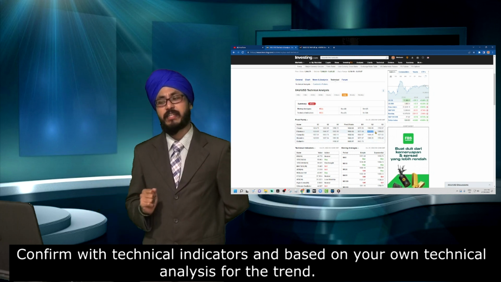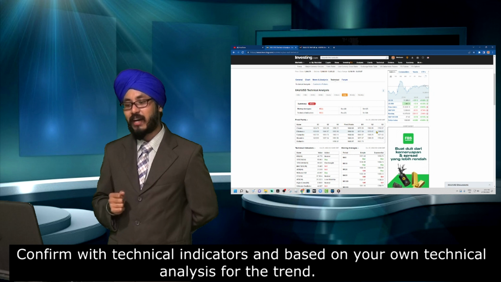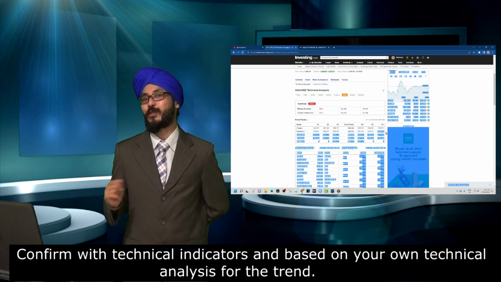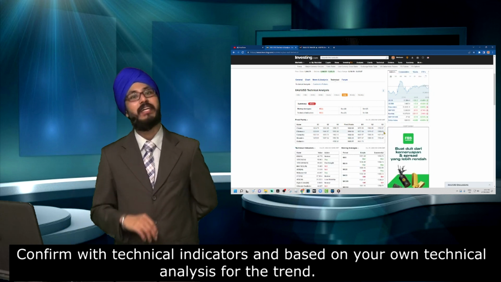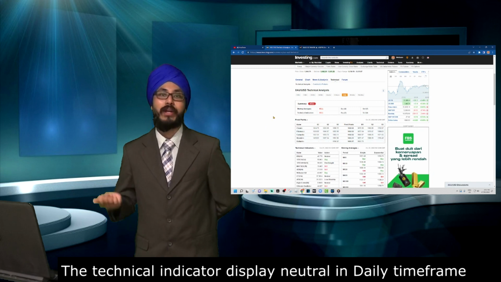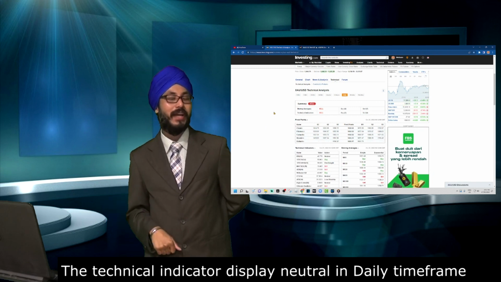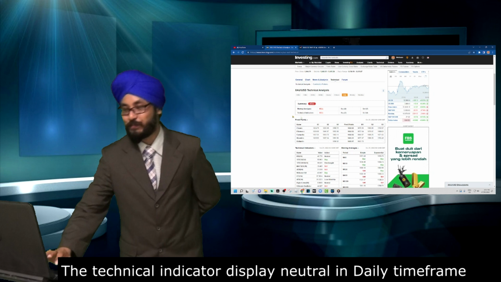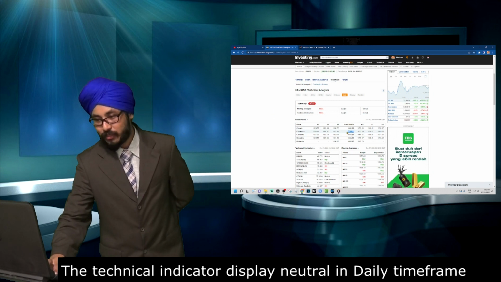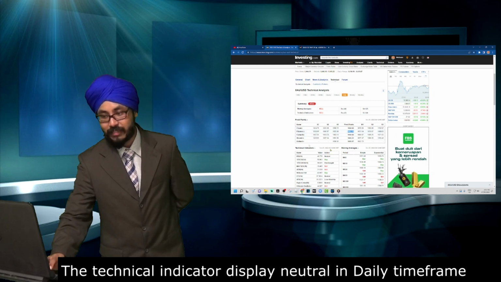For this, we have to look at what our technical indicator is saying. As we can see here, our technical indicators show neutral, which means there is no direction, whether it's more towards buy or more towards sell. So what we could do is confirm with much higher time frames.